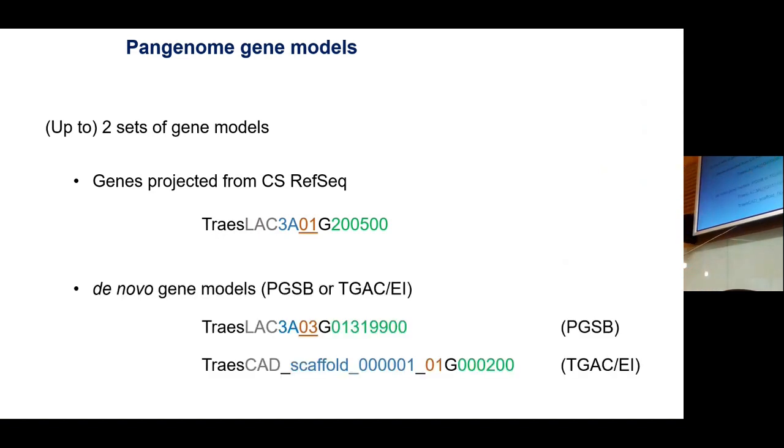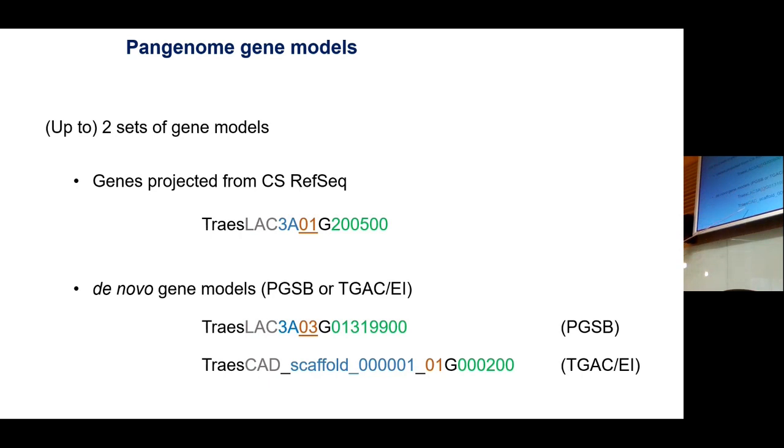The other set of gene models you can have are de novo gene models. They're called on the assembly specifically. And you have 2 types. For the genome assemblies that are sort of RefSeq standard, so pseudochromosomes, you have these PGSB gene models. Again, similar structure as always, TraesCS. Again, this is the Lancer gene 3A, and this is denoted by 0-3G. So there's no 0-2G in the pangenome. So you have 0-1G, 0-3G, and then your gene number.